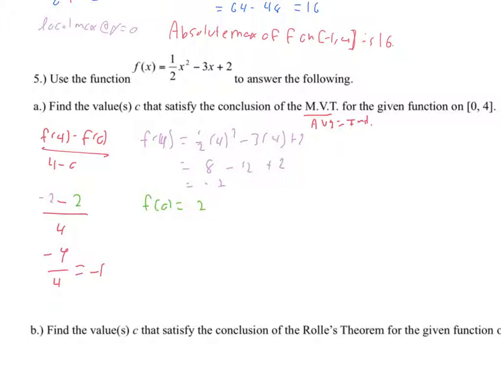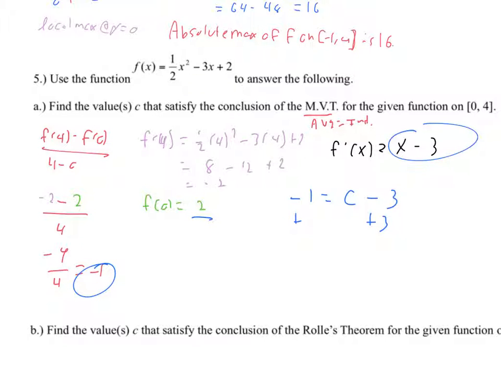The derivative of this function, f prime of x, is equal to 2 times 1/2, which is 1, so x minus 3. And then the derivative of 2 is 0. So we're looking for the particular value c where these two things are equal. So we have -1 equals, and we're looking for the specific value of x, so we're going to change that to c, add 3 to both sides, c is equal to 2.